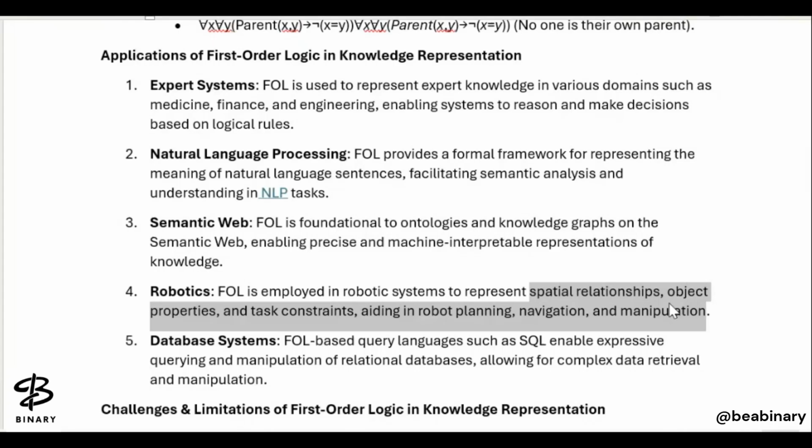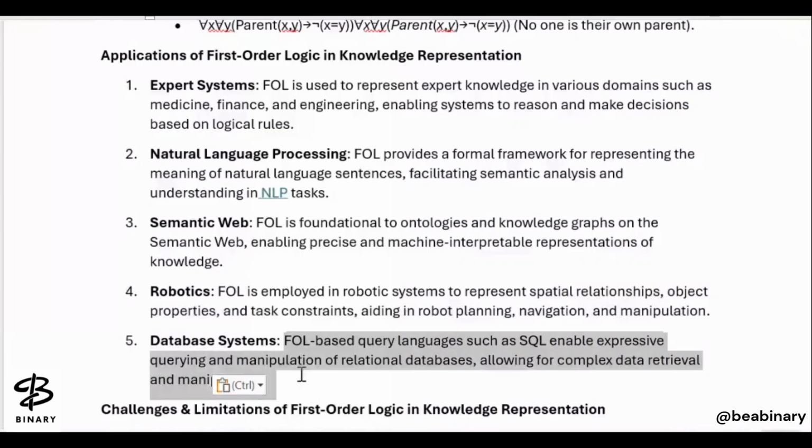And this basically is where a particular object is located, and that can be represented. So the object properties, the location, and the task conditions can aid robot planning, navigation, and manipulation.